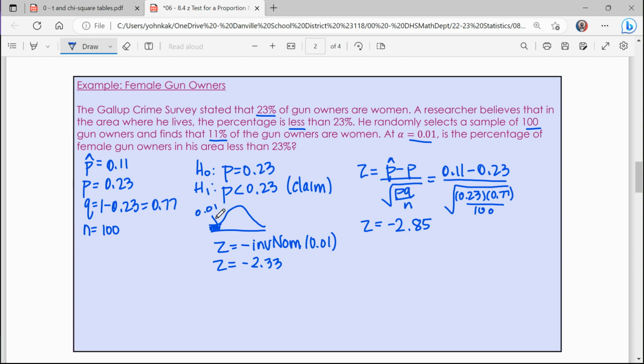So now we take a look at our picture. Our critical value is negative 2.33. Our test statistic is negative 2.85, which puts us in the critical region, which means we're going to reject the null. So since negative 2.85 is in the critical region, we reject the null.